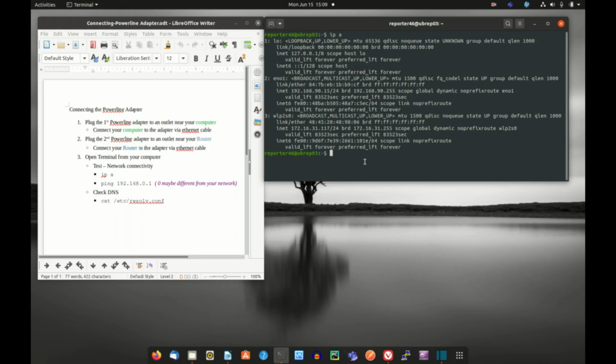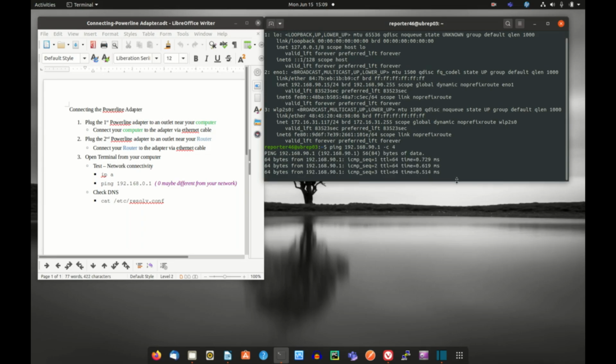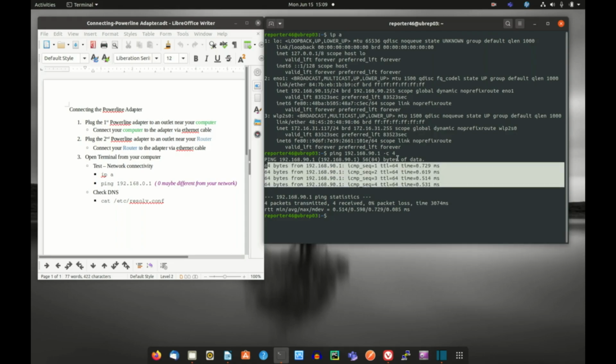And the next thing you need to do is check your router, if you can see your router. So you ping, for me, 192.168.90.1, and I'm just going to do that 4 times just to verify. And as you can see, I have a reply 4 times, so I have connectivity.